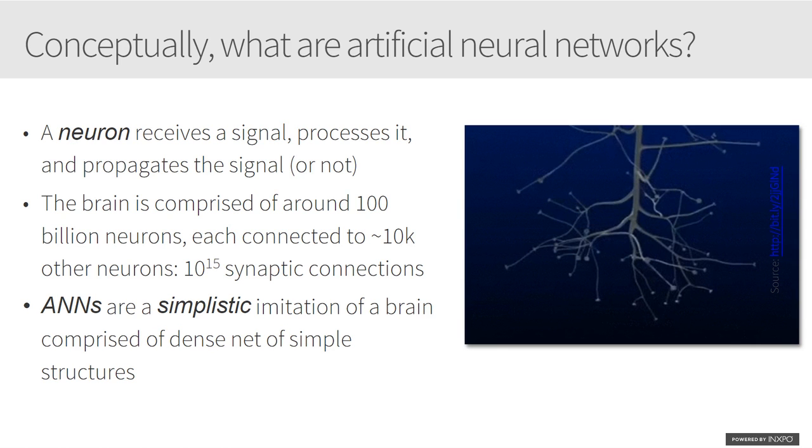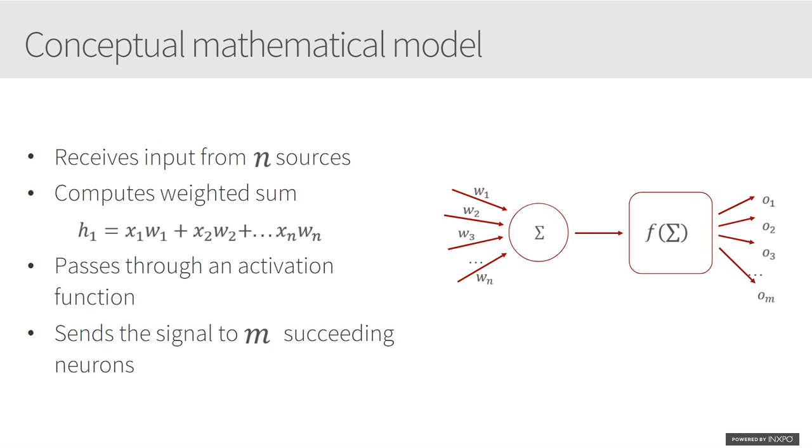And artificial neural networks are simplistic imitations of brains, comprised of dense nets of simple structures. And so we want to overemphasize the simple part. In fact, I actually have a couple of quotes from Andrew Ng shortly after this. But let me talk a little bit more here.